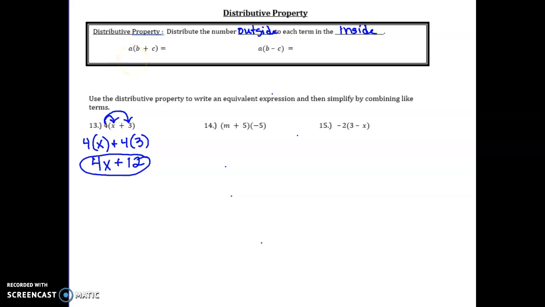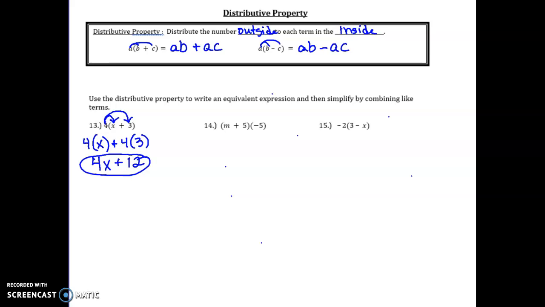If we did it up here in the example, a times b would be ab, and a times positive c would be ac. So it would be ab plus ac. In this example, it would be ab, and then we take a times negative c, so it would be minus a times c. Here we just multiplied those two.